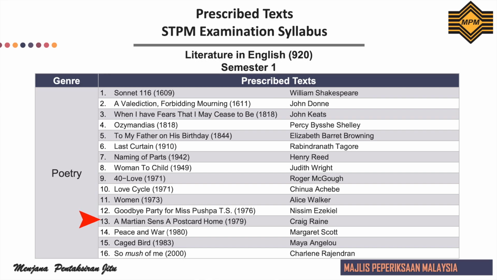13. A Martian Sends a Postcard Home, published in 1979 by Craig Raine. 14. Peace and War, published in 1980 by Margaret Scott. 15. Caged Bird, published in 1983 by Maya Angelou. And finally, number 16, So Much of Me, published in 2000 by Charlene Rajendran.